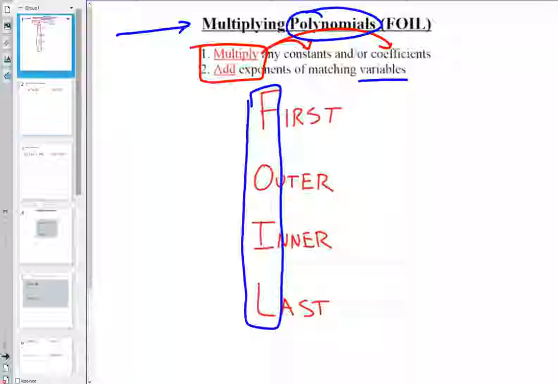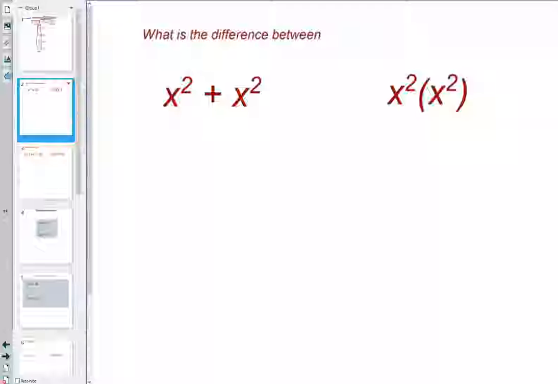Before we get into the fun that is foiling, let's do some comparing and contrasting, because when you take a quiz, it's all going to get mixed in together and we're going to make silly mistakes. Look at both of these examples. They both have a pair of x squares. But on the first pair of x squares, what operation is being conducted? What are we doing to those two terms? We're adding them. What we've already done.